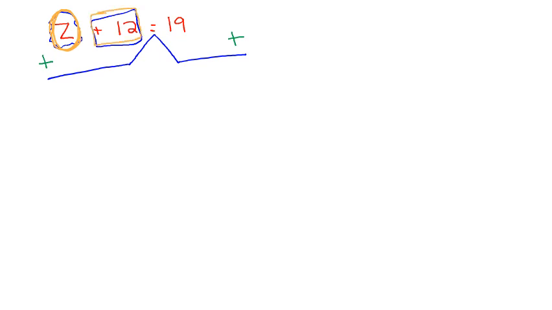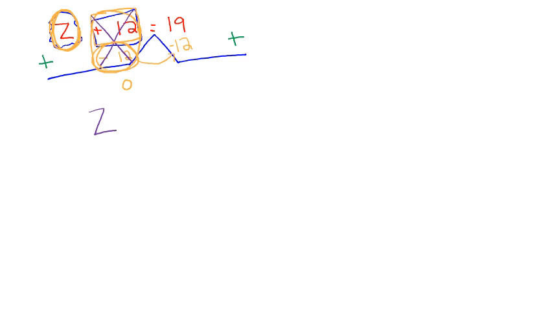12 is being added. So now we have to think about, well, what's the opposite of adding 12? The opposite of adding is subtracting. What would 12 take away 12 be? Well, it would be 0. So if we took 12 away on this side of the scale, we would get rid of that chunk, right? And then Z would be all by itself on this side of the scale. That's all fine and lovely, except what we do to one side, we must also do to the other side.